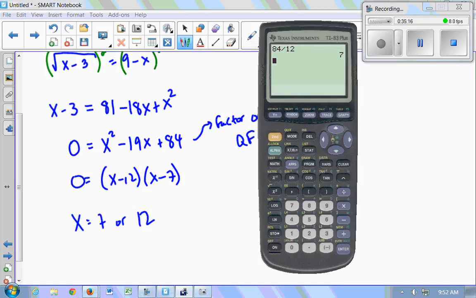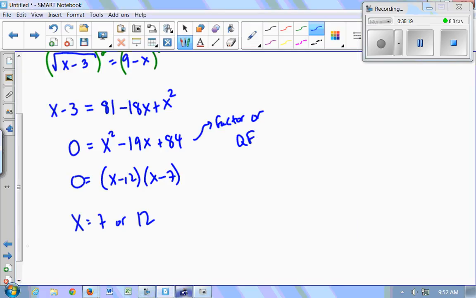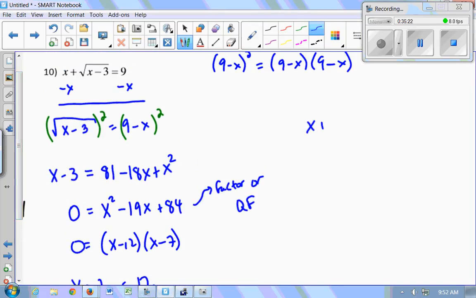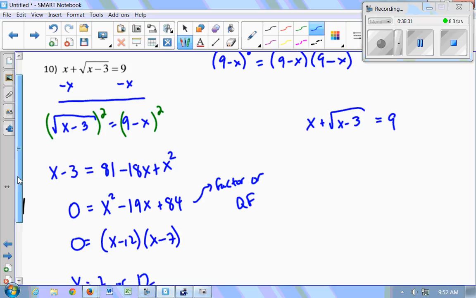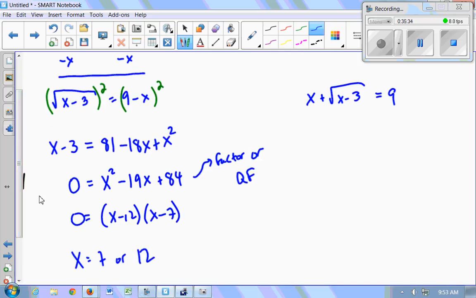Seemingly two solutions. However, when you go back to your original equation and check your solution, which you should always do, only one of them is actually true. So let's see, if I put in a 7, so I have 7 plus the square root. Okay, so 7 minus 3 is 4. The square root of 4 is 2. That is true, right? Okay, so 7 is definitely a solution.